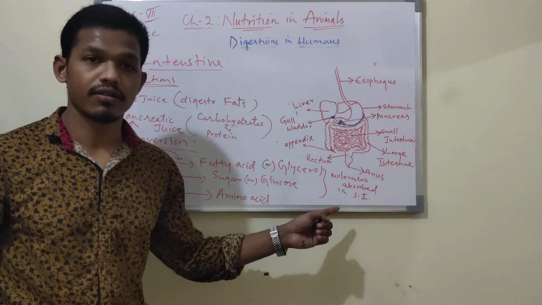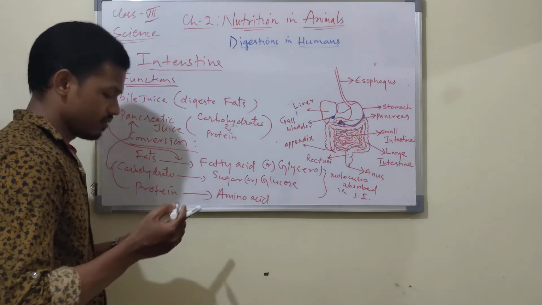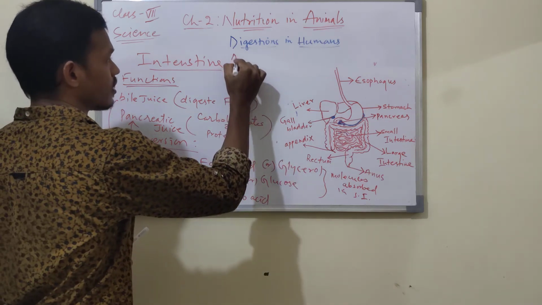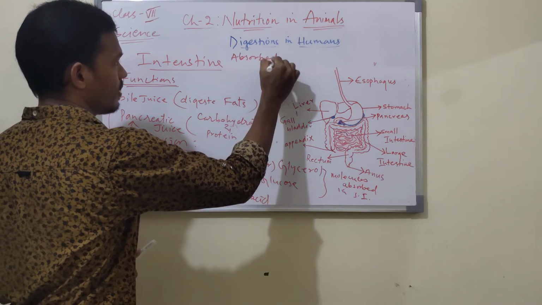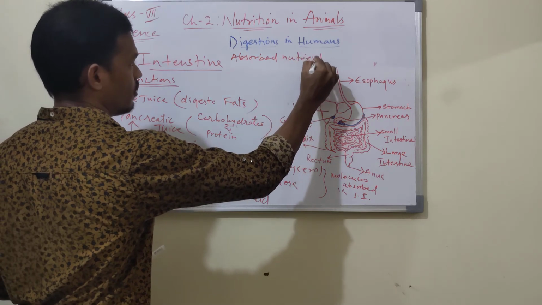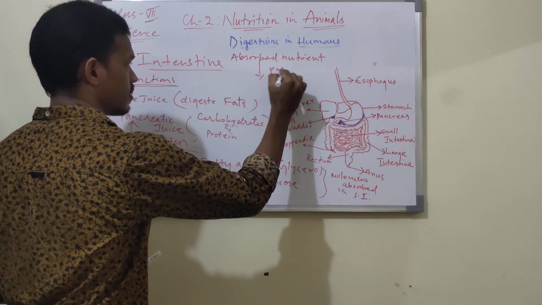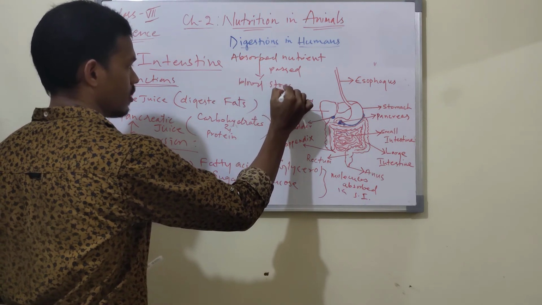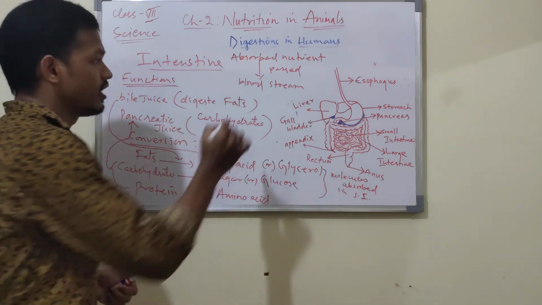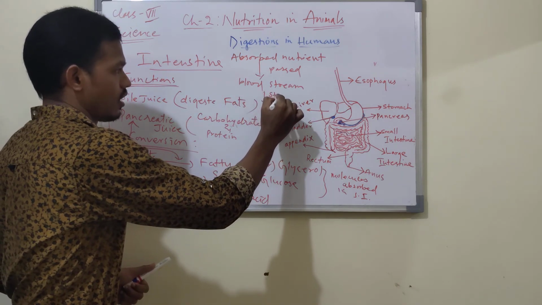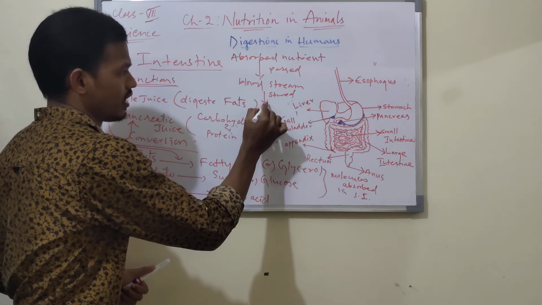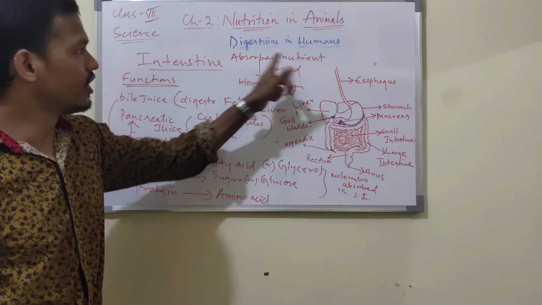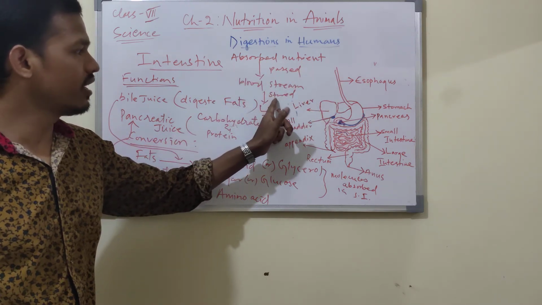These absorbed nutrients will pass through the bloodstream, and will be stored in the liver. Where is it stored? Liver. It is stored in the liver. These absorbed nutrients pass through the bloodstream and are stored in the liver.